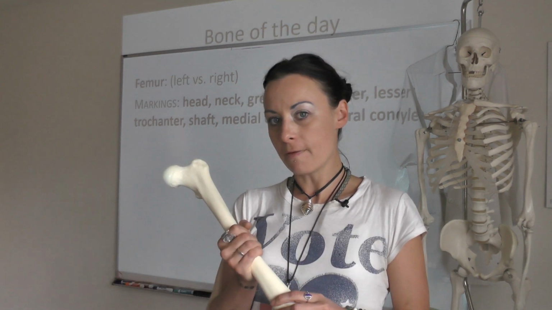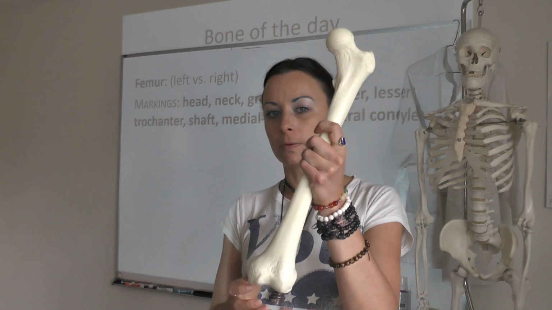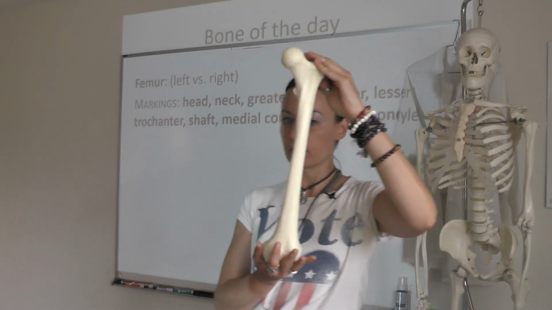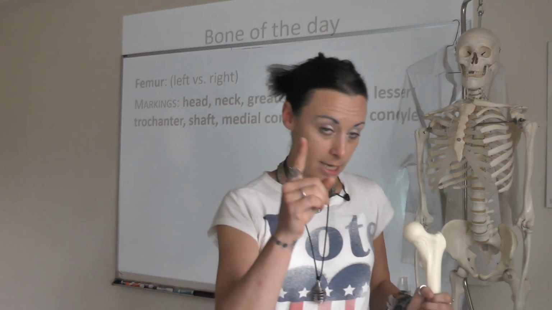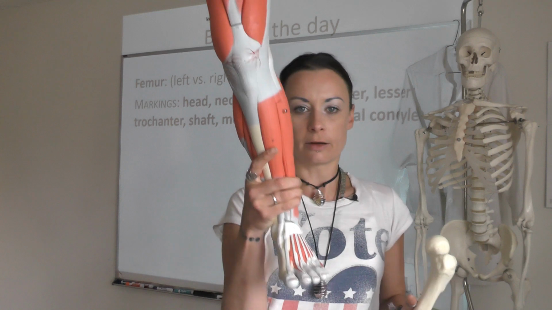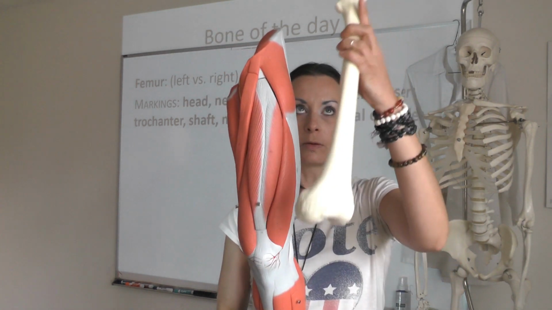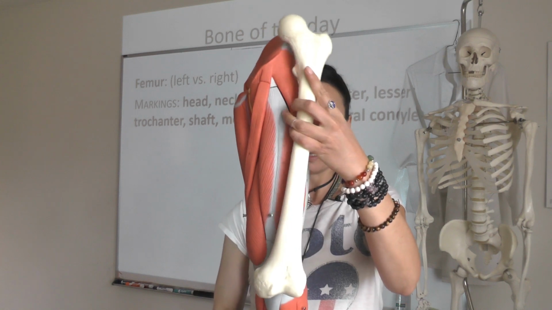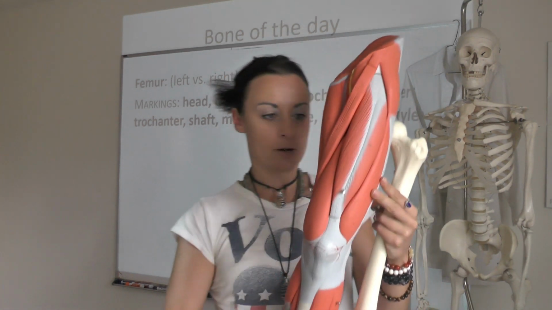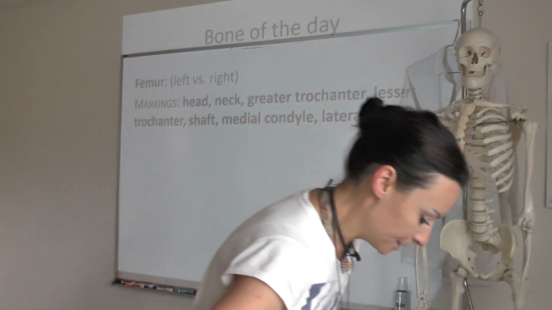So today for our bone of the day, we're going to look at the strongest bone in the body, the femur. This is the long bone of your thigh, not your leg. Your leg has two long bones in it, just like your forearm had two long bones in it. So the femur is what we're talking about today. And this is the thigh, or the femoral region.